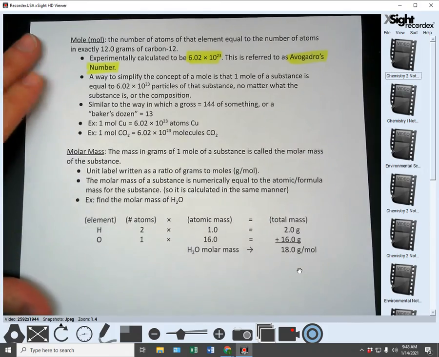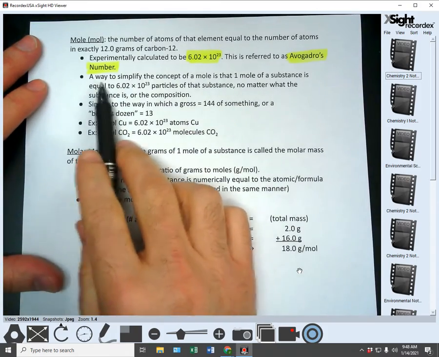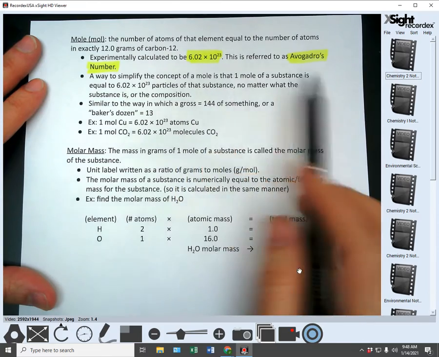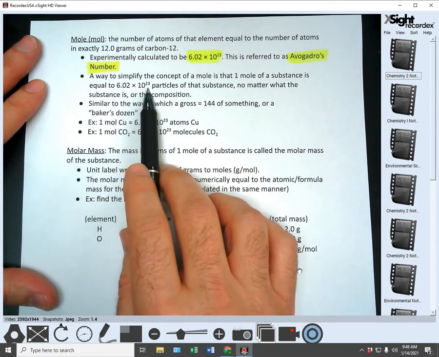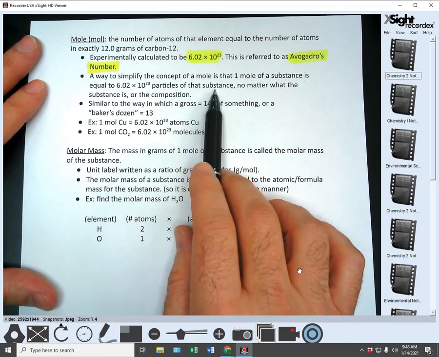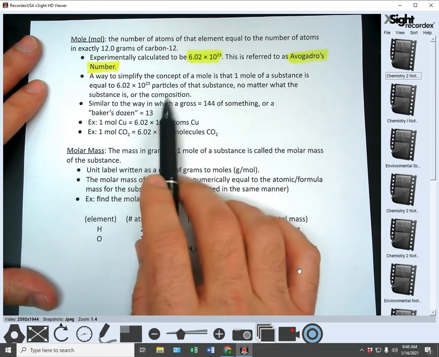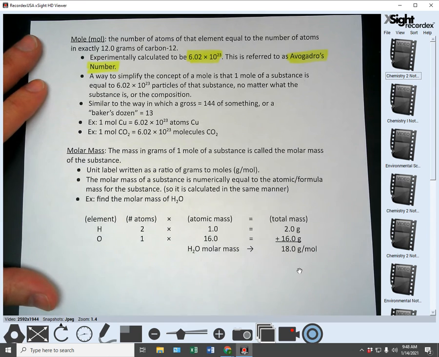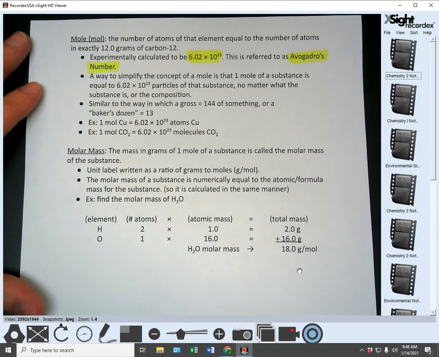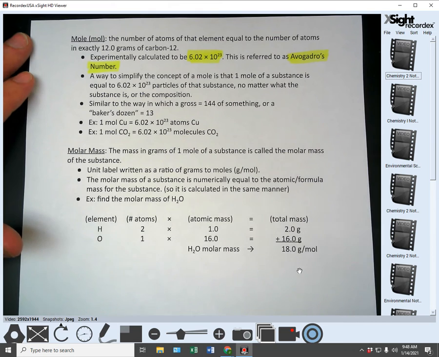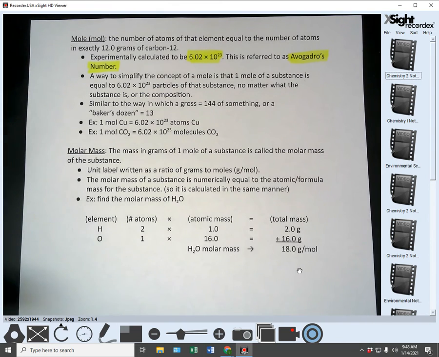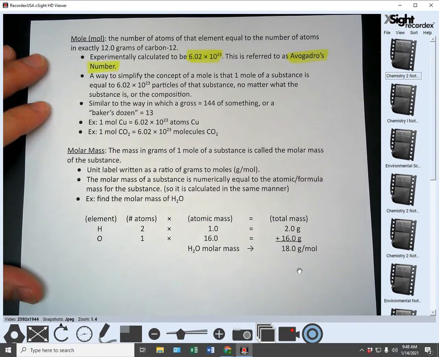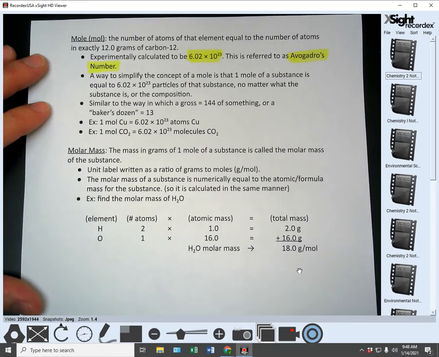But all right. A way to simplify the concept of a mole is that 1 mole of a substance is equal to 6.02 times 10 to the 23rd particles of that substance, no matter what the substance is or the composition. So as opposed to a mole being a certain amount of a measurement or a certain size, it's a specific number of something.